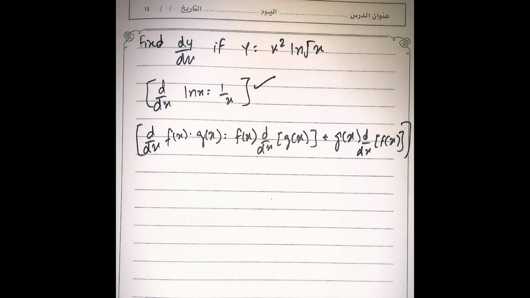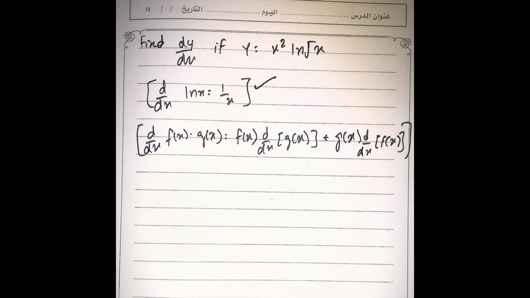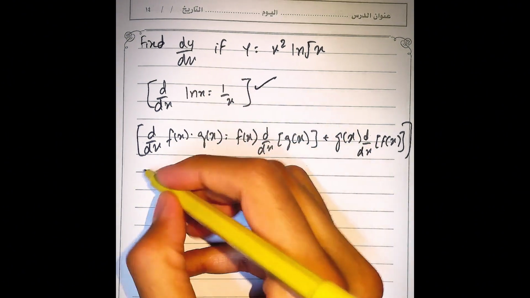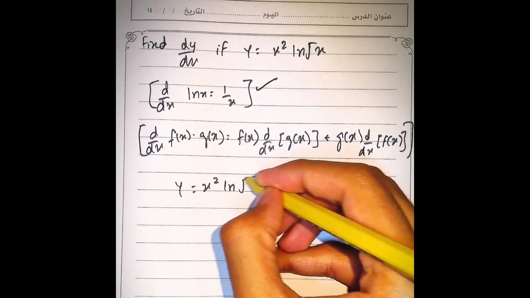Okay, so for our first question we have y is equal to x square log of root of x. Now it is actually the natural log of root of x, but the equation actually fits both of the terms, natural log or simply log. Okay, so let's just rewrite this function: y is equal to x square log of root of x.